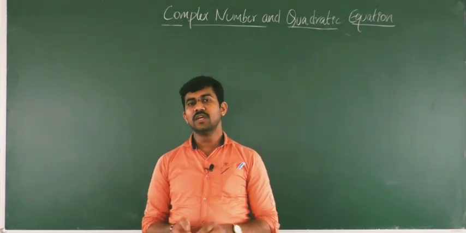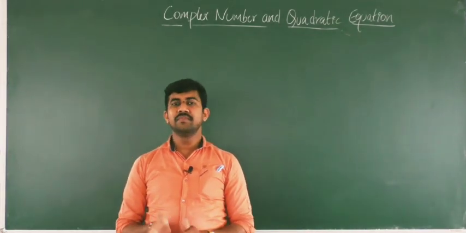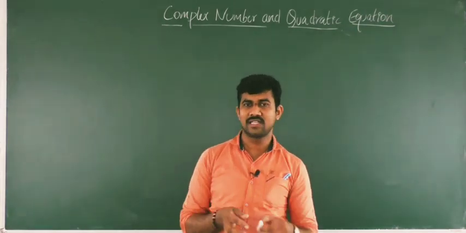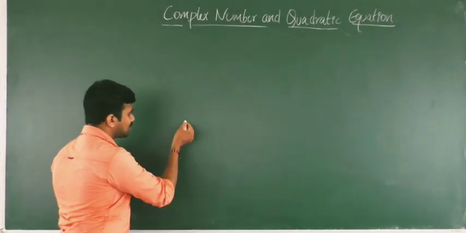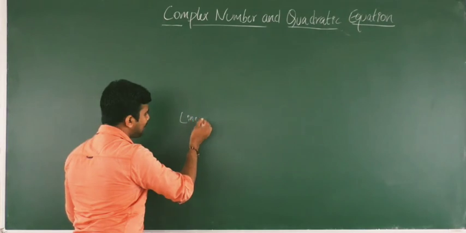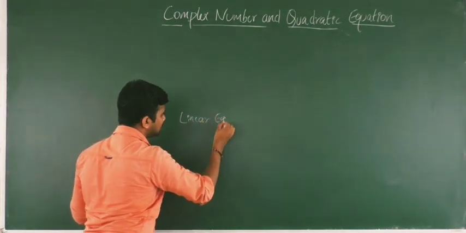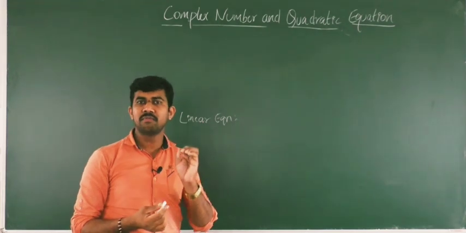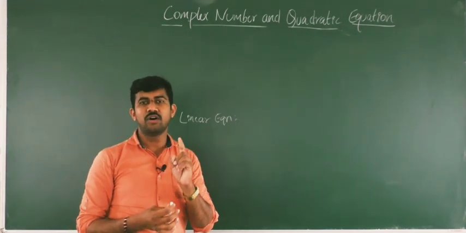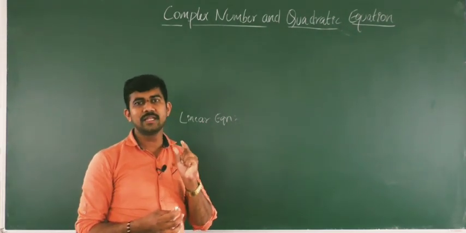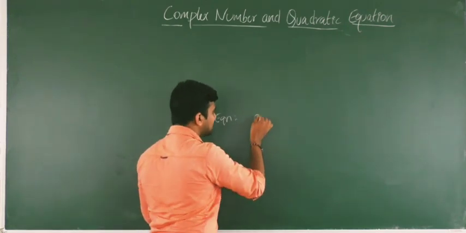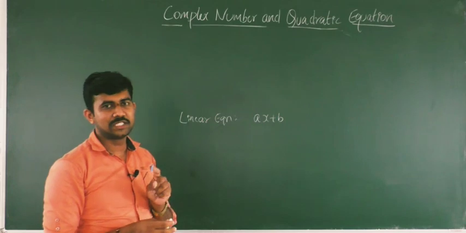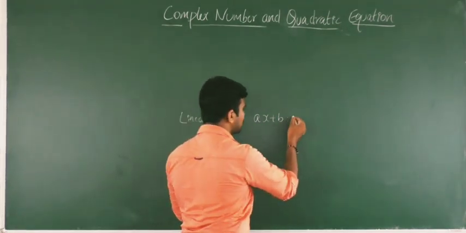And also you are familiar with the linear equation. You studied it in your high school classes. Linear equation means what? A linear equation is an equation in which the highest power of the variable is 1, or the degree of the variable is 1. So generally we can write ax plus b. This is a linear equation. ax plus b is equal to 0.